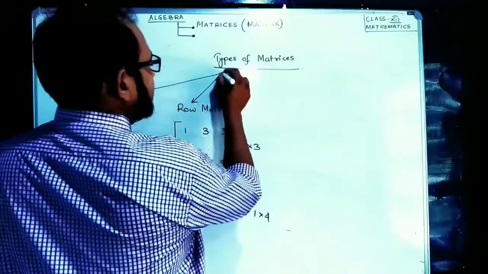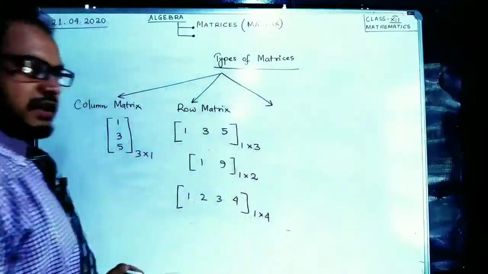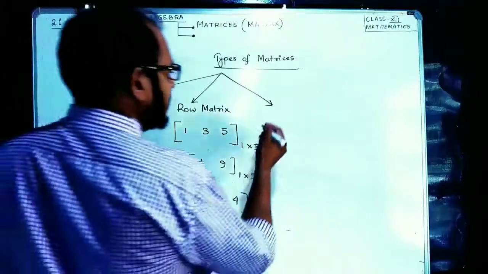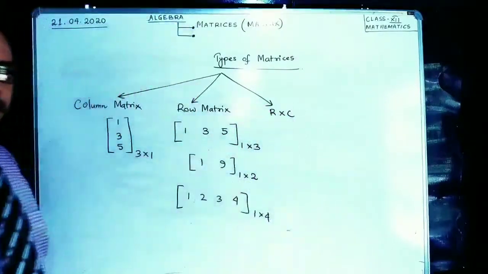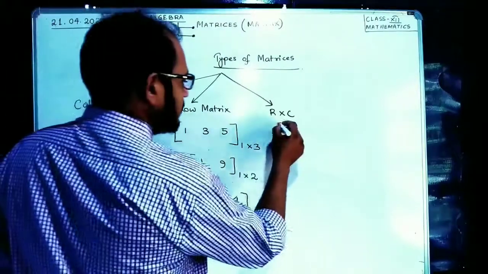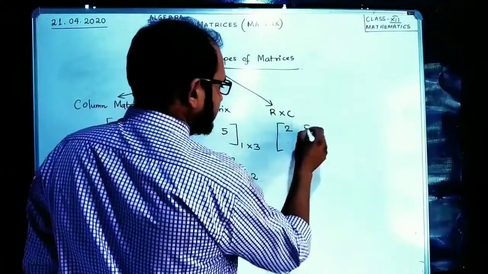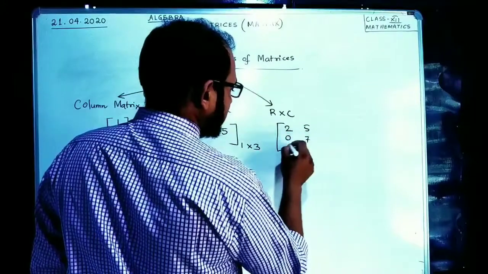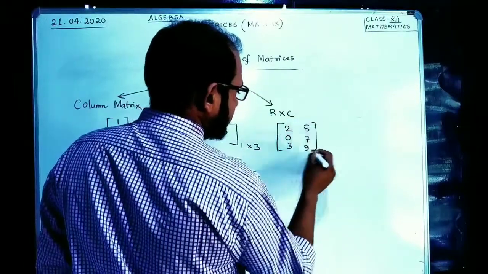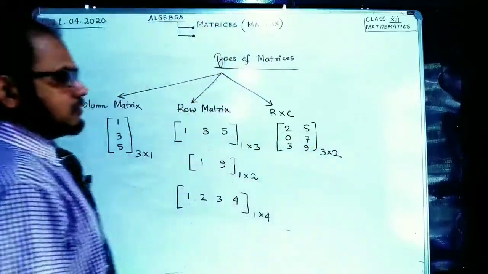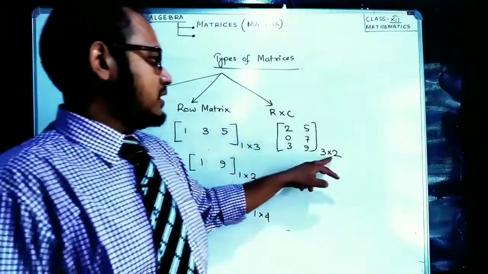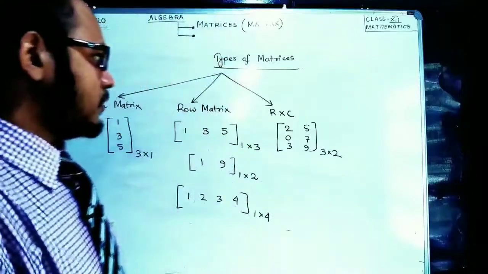Then we have other types of matrix. We can have any row, any column type of matrix. That means, for example, 2 5 0 7 3 9. So here the number of rows is 3, the number of columns is 2. So it can have any number of rows, any number of columns, no problem in that.